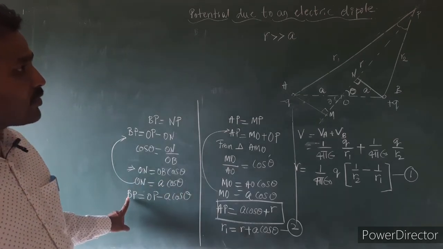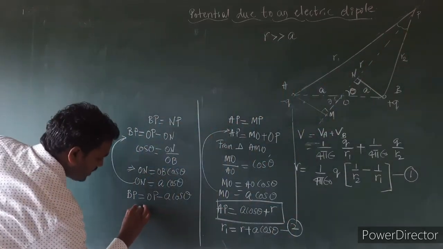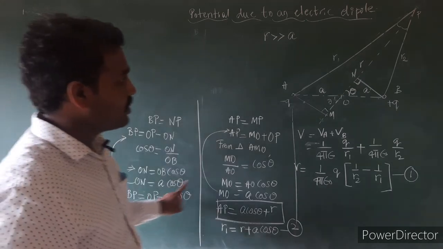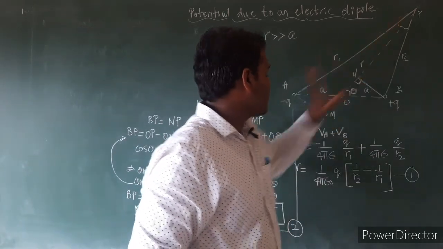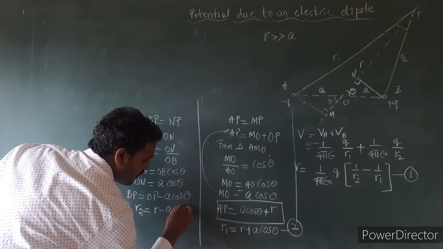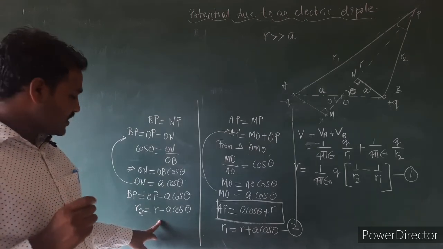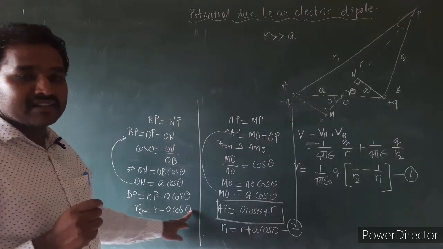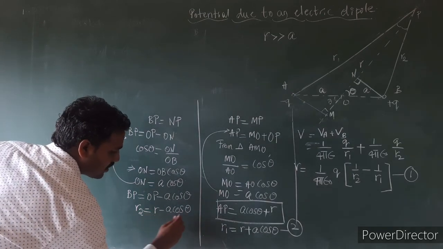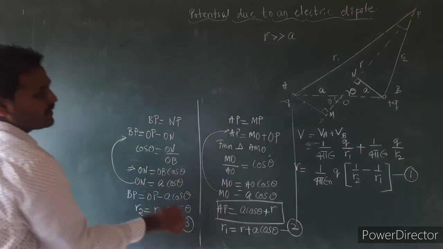So, then consider what is BP here. BP is nothing but R2, yes. BP is nothing but R2 is equal to OP, which is nothing but R minus A cos theta. So, I got the expression in terms of R and theta, right. So, here I can write R2 is equal to R minus A cos theta. Let this be equation number 3.